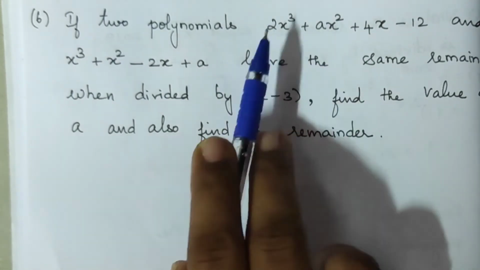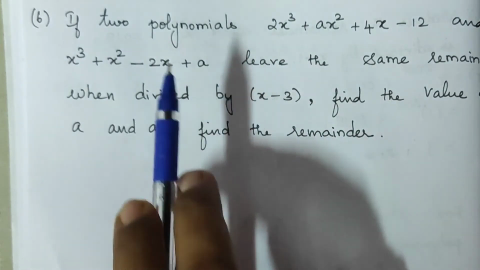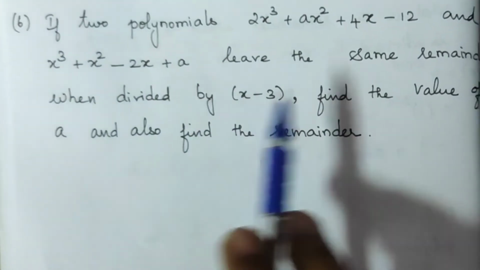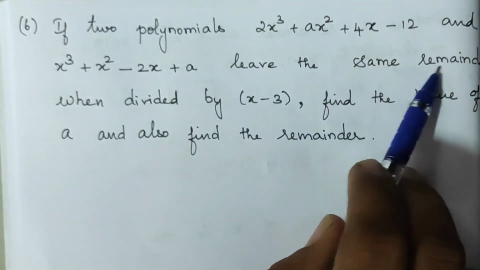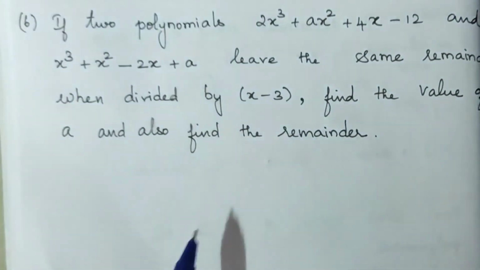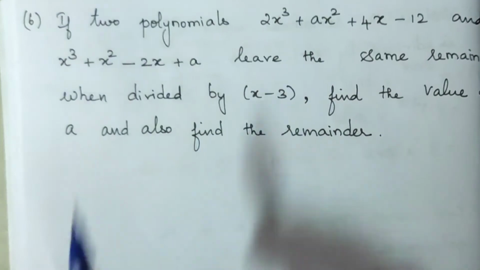Substitute x equal to 3 in the first polynomial and get one remainder. Substitute x is equal to 3 in the second polynomial and get one remainder. It is said that it leaves the same remainder. So equate those two answers, and find the value of a.